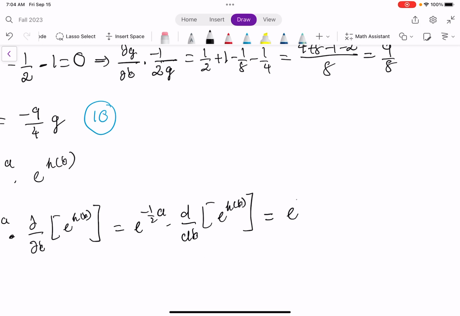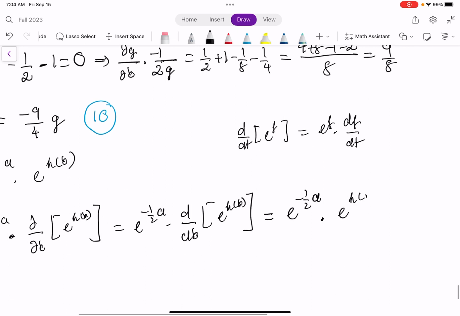So this is just e to the power negative 1 over 2a times the derivative of e to the power hb. What's the derivative of a function of e to the power? Recall that d over dt of e to the power of t, oh, this is a bad example. Let me give you something better. Let's say the derivative of e to the power f is e to the power f times df over dt, right? This is the derivative law for the exponential function. So you apply that, you get e to the power hb times h prime b. Okay.